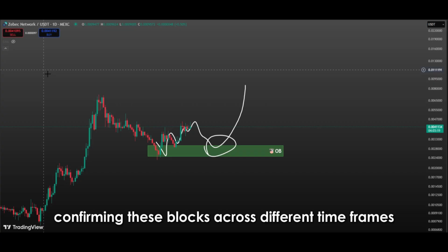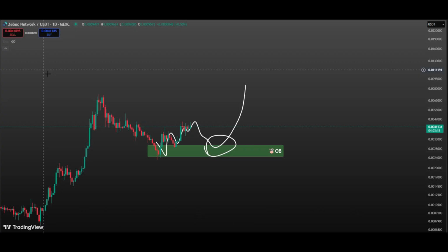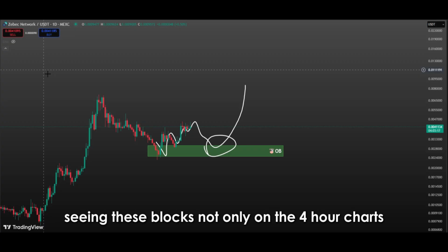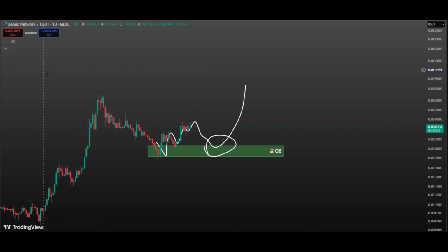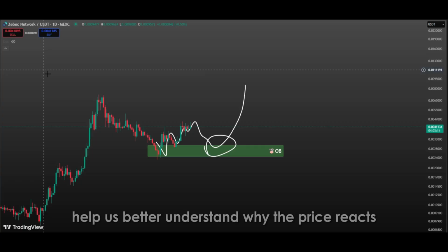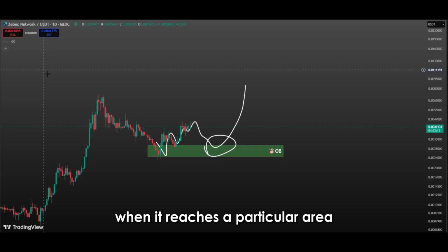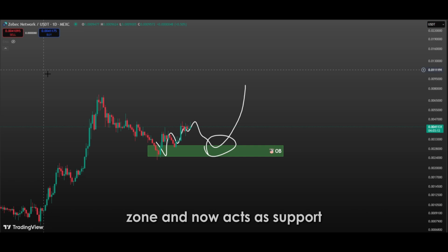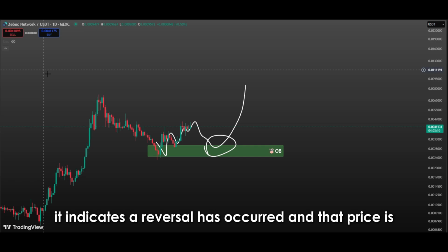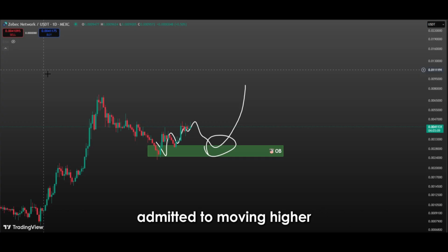Furthermore, confirming these blocks across different time frames is crucial. Seeing these blocks not only on the 4-hour charts, but also on daily and weekly charts increases the strength of the signal. Such time frame synchronizations help us better understand why the price reacts when it reaches a particular area. If the bullish order block was previously a resistance zone and now acts as support, it indicates a reversal has occurred and that price is committed to moving higher.